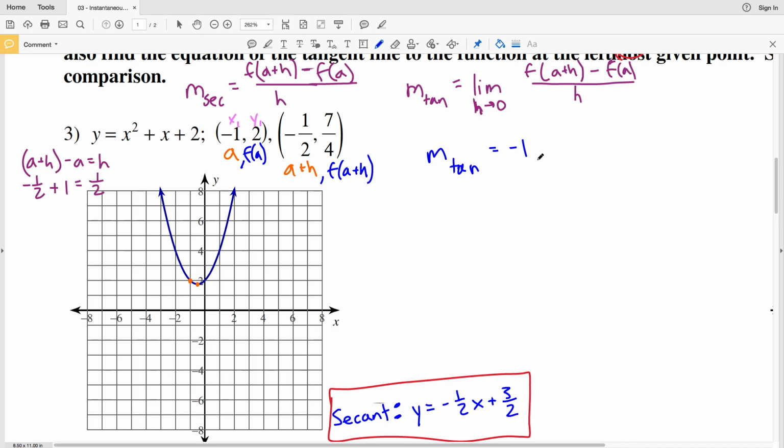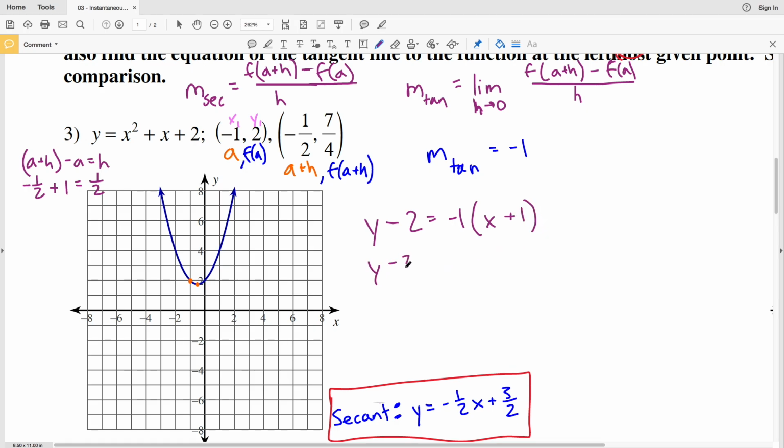Now I'm going to use point slope form and plug that in. But it's very important to note that we're finding the tangent line at point a. So x1, y1 cannot be a plus h and f of a plus h because that point does not fall on the line. I have to use a and f of a as x1, y1. So I have y minus y1, which is 2. That's going to equal the slope, negative 1 times x minus x1, which is x minus negative 1 or x plus 1.